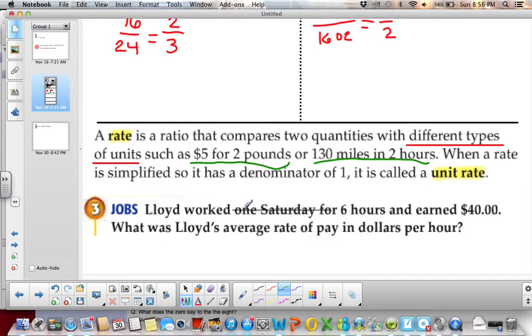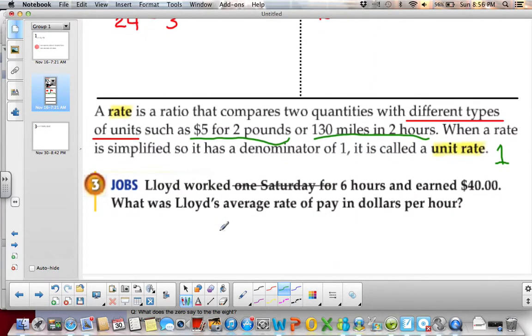So when a rate is simplified so it has a denominator of 1, it's called a unit rate. Or a unit rate is how much, for instance, how much money it would be for 1 pound, or how many miles you would travel in 1 hour. So unit rate, it's important to know it's whatever it is for one thing.